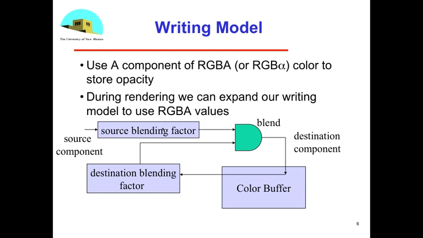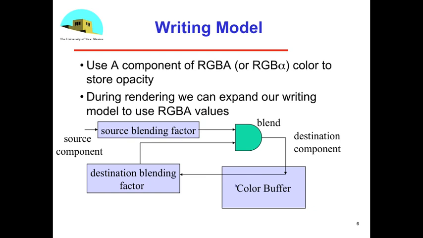And it could be just a constant that says I want to take half of the source component and combine that with half of what I find here. Or what will be much more interesting and more flexible is to say that the source blending factor can be different for the red, green, blue, and A components. And that's where we get a lot of the kind of methods that will come out of this.